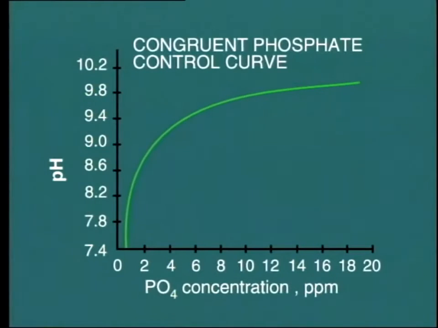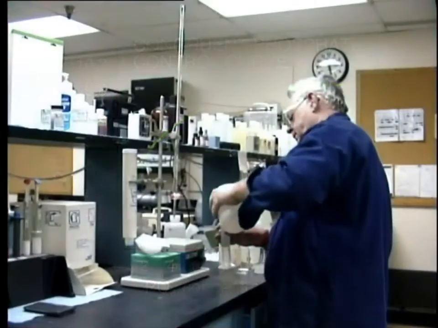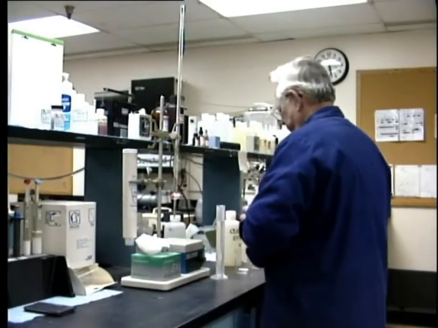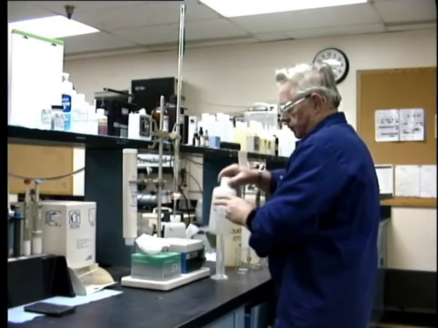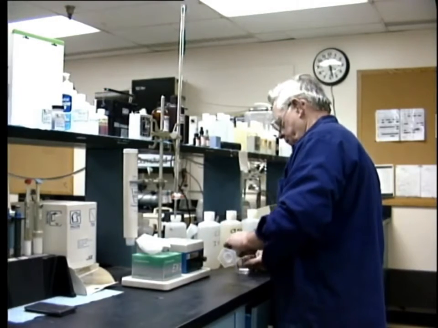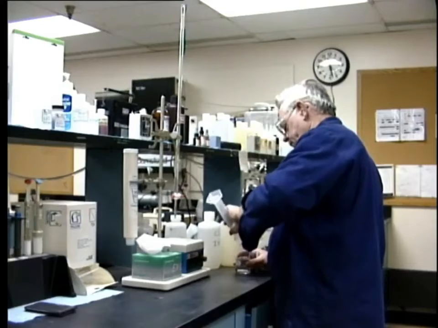This curve, known as the congruent phosphate control curve, is usually provided by water treatment specialists, and its actual design depends upon your specific boiler conditions, particularly the operating pressure.